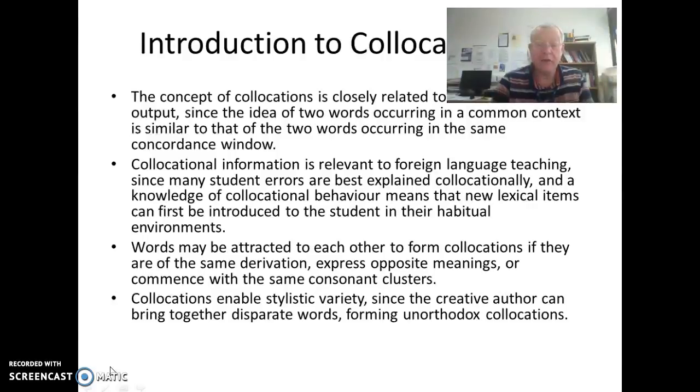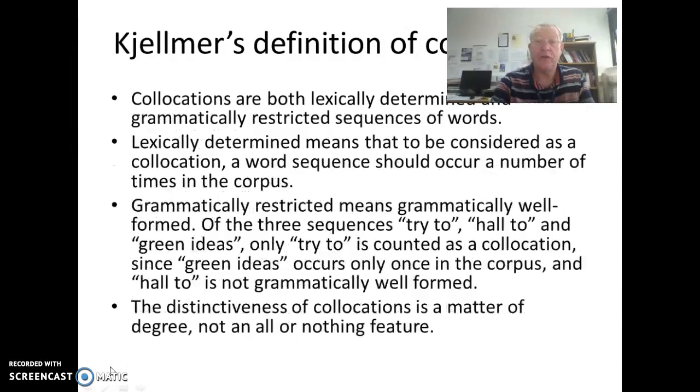According to Haskell, words are attracted to each other to form collocations if they are of the same derivation, they express opposite meanings, or they commence with the same consonant clusters. Collocations enable stylistic variety, since the creative author can bring together disparate words, forming unorthodox collocations.